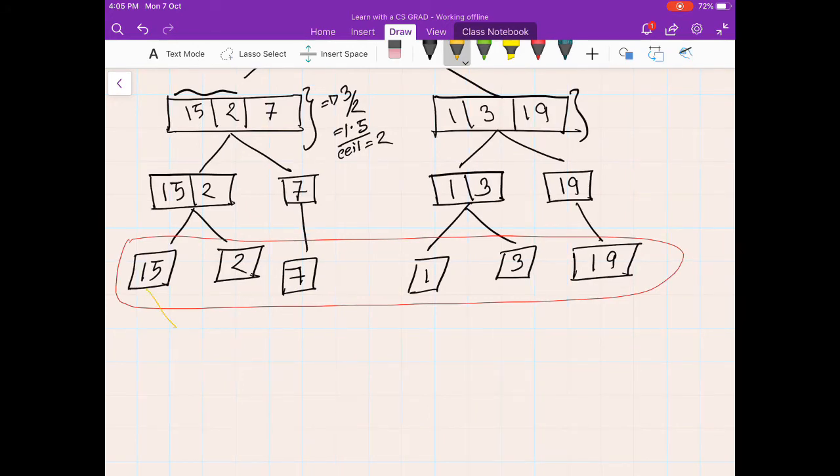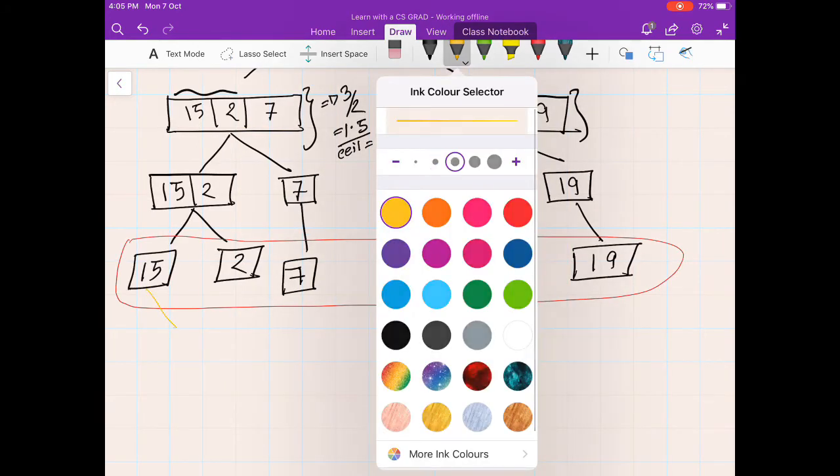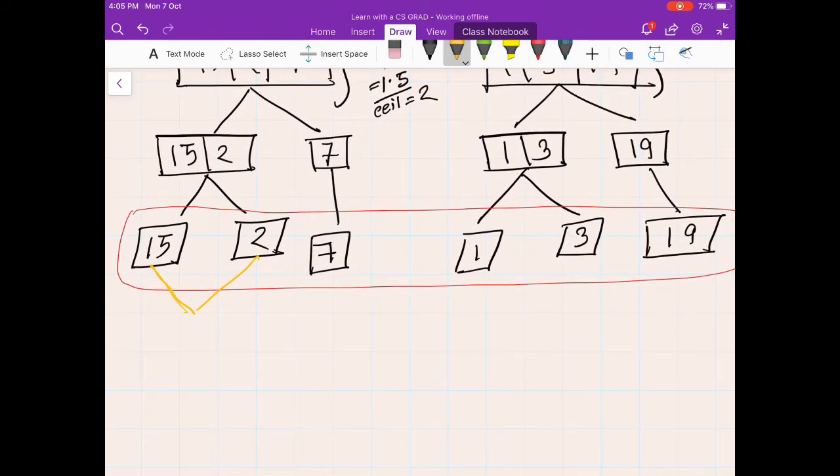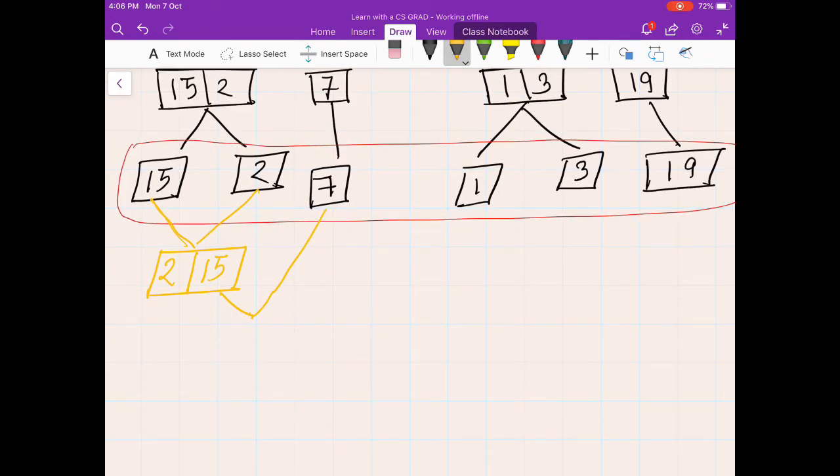So we try to merge, let's say, these two. We compare their values. Is 15 greater than 2? Yes, it is. So we put 2 up front and 15 next. So this itself is a sorted array, right? Now we merge this with 7. Let's compare. Is 7 greater than 2? Yes, so it would be after 2. And is 7 greater than 15? No, so it would be before 15. So 2, 7 and 15.